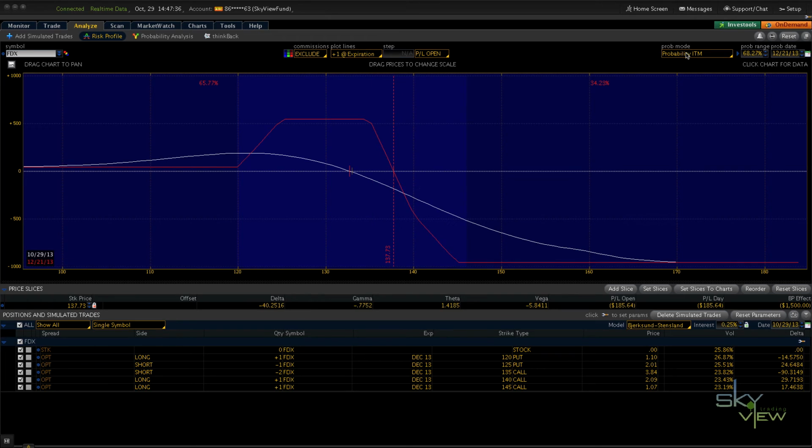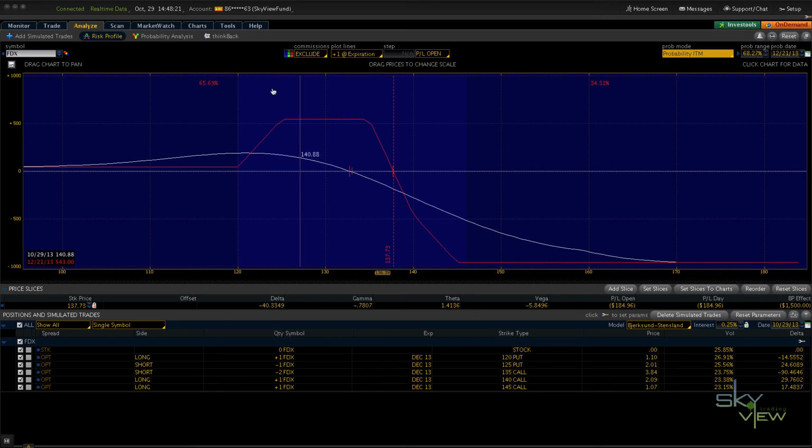So basically how you can calculate your probabilities on any trade is just set your slices, break even, and you can see where your stock needs to stay in order for you to make money. And then up here in the probability mode, make sure this is checked to probability in the money. You can also do probability out of the money too, but I always use in the money. So it's the same thing, it's just the complete inverse. I just always use in the money because that's just what I'm used to.